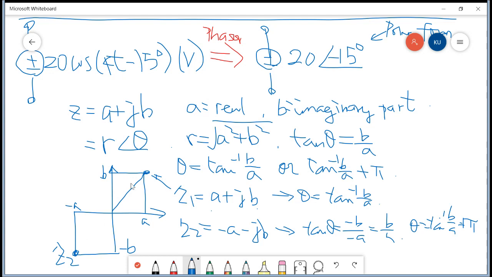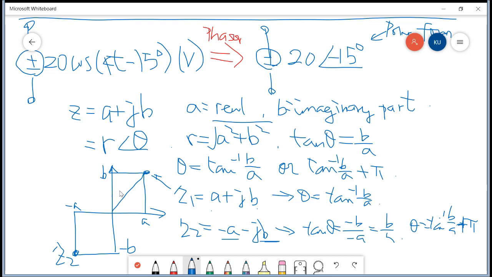Should be something like this. Should be, because arctangent usually gives the value from maybe 0 to pi, or minus pi over 2 to pi. If it is 0 to pi, then you need to add the pi, which is determined by the sign of the imaginary part.